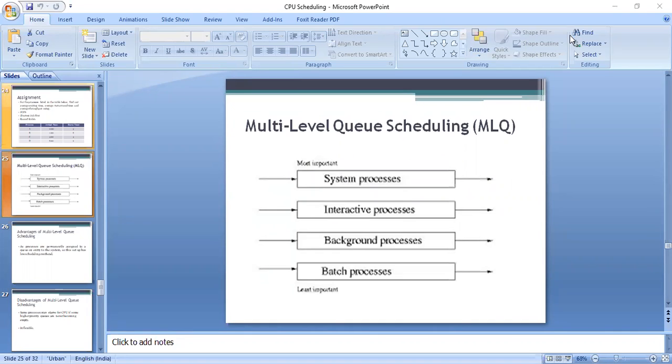Each queue has absolute priority over another. So no process in the batch queue, for example, could run unless the queues for system processes, interactive processes, and the others are empty. So if an interactive editing process enters the ready queue while a batch process was running, the batch process would be preempted.